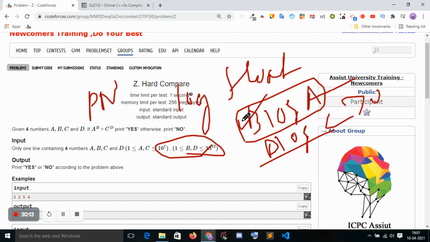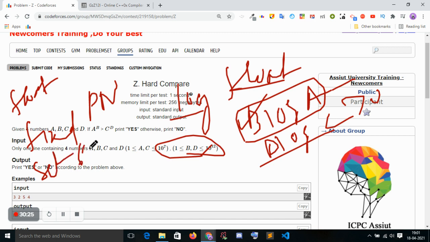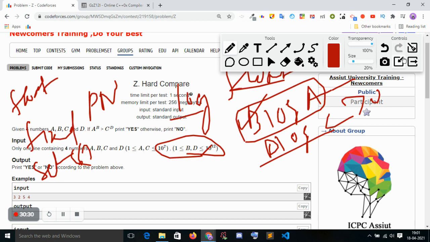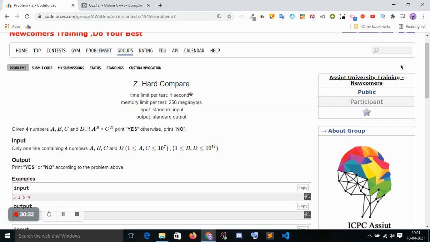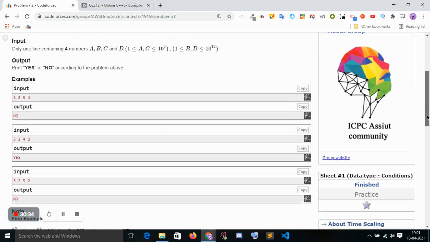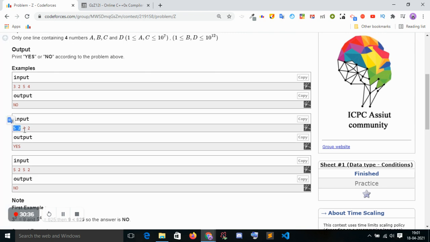Another thing: whenever you use log, there is a float condition. The float should be fixed, with a set precision, like I'll take 6 digits. That's enough to get an answer. So let's try it. Here, 5 is square, and it gives no.